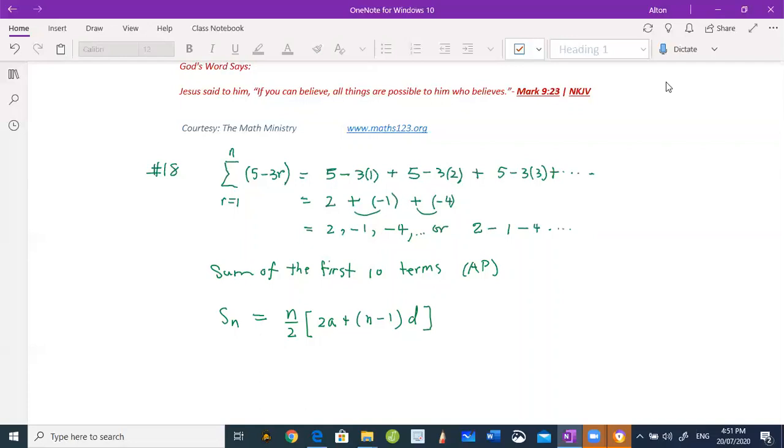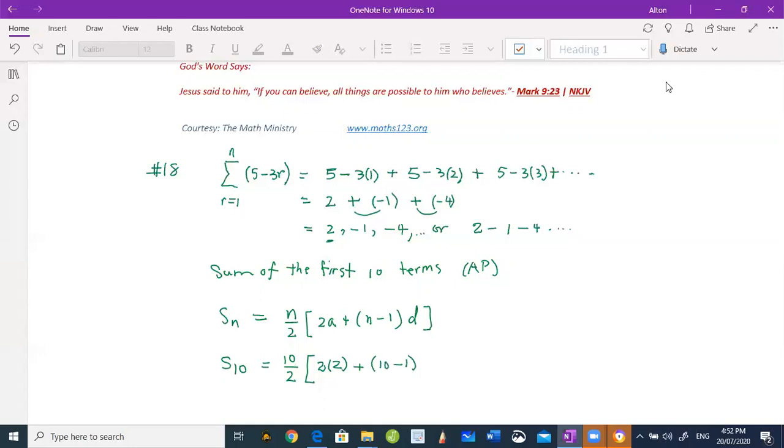Now let us see if we can identify the respective values for the question asked. The question is the sum of the first 10 terms, so n takes on the value of 10. So this will be 10 over 2. Now what is the value of a? A is defined as the first term in the series, which happens to be 2. So it will be 2 times 2. We did say earlier that n is 10, so it will be 10 minus 1.